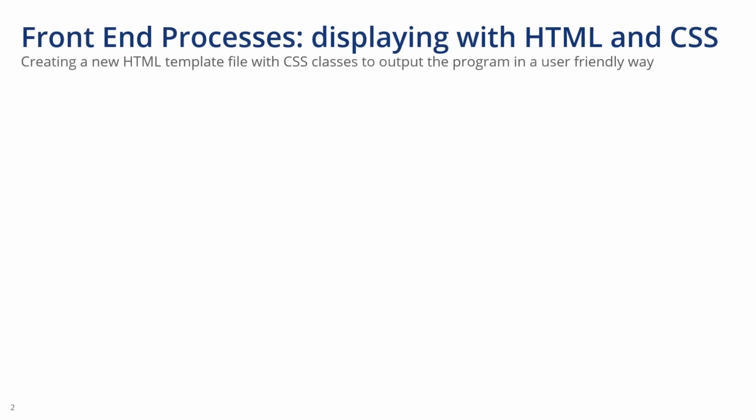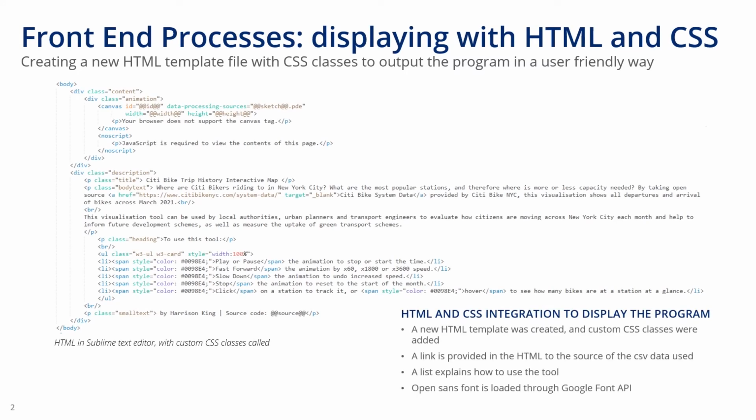I created a new HTML template file with new CSS classes to output my program in a user-friendly way, matching the style of the official Citi Bike website. Text explains what the tool is used for, and a link is provided to the source of the CSV data, which opens in a new tab. A list element explains how to use the animation controls, and lastly, the Open Sans font used is loaded through a Google Font API.